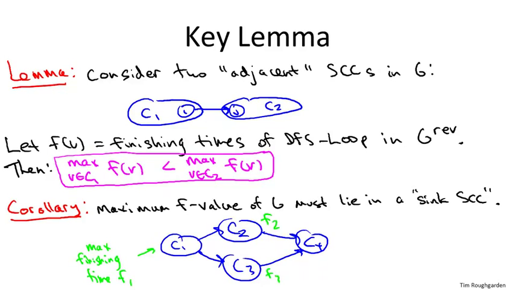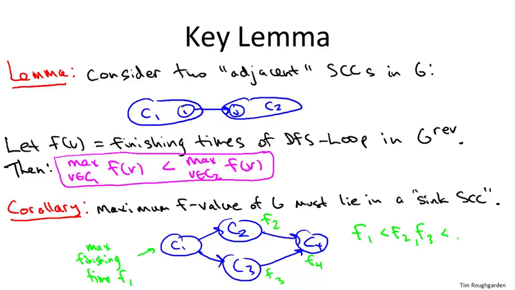So now we have 4 different opportunities to apply this lemma, right? There's 4 different pairs of adjacent SCCs. And so what do we find? We find that, well, comparing F1 and F2, because C2 comes after C1, that is, there's an arc from C1 to C2, the max finishing time in C2 has to be bigger than that in C1. That is, F2 is bigger than F1. For the same reasoning, F3 has to be bigger than F1.